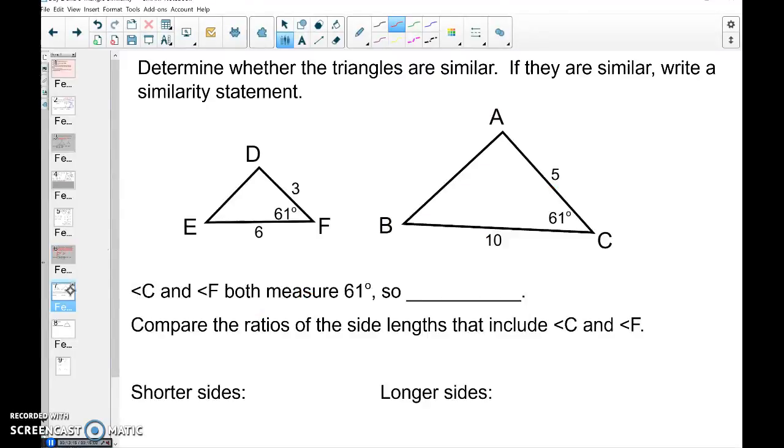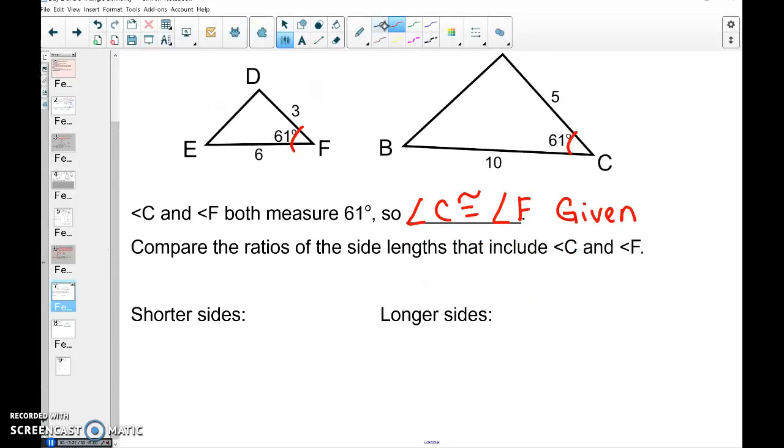All right, so let's take a look here. Pretty easy to tell we've got some congruent angles. Angle C is obviously congruent to angle F. Yes, you need to write that out. Okay, if you even want to write out the word given, wouldn't be a bad idea. And then we only have to write 2 fractions. One for the short sides, one for the long sides.